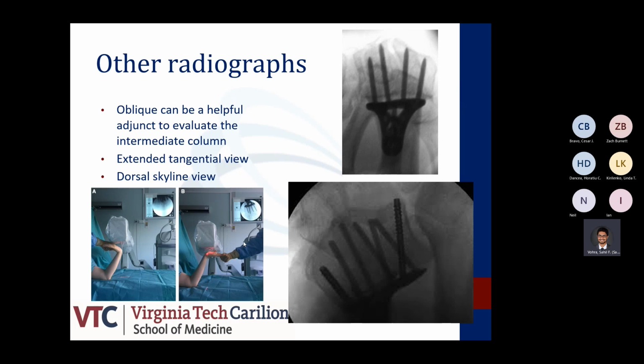The other view that's useful for that is the dorsal skyline view, which you flex the wrist. This one's sometimes harder to get with the mini C-arm because you really have to get it in that area, and it can be tough. So I like this view because you also get a nice view of the sigmoid notch here. But this is that dorsal skyline view, and you can see screw lengths, making sure they're not too long, not going to rub on any tendons.